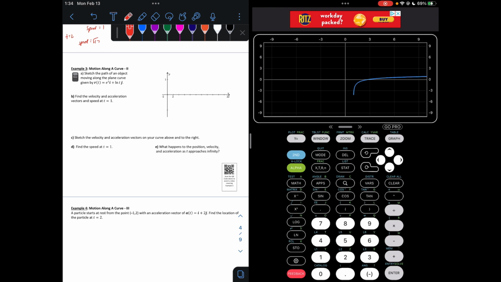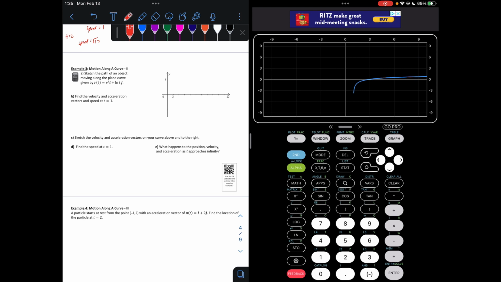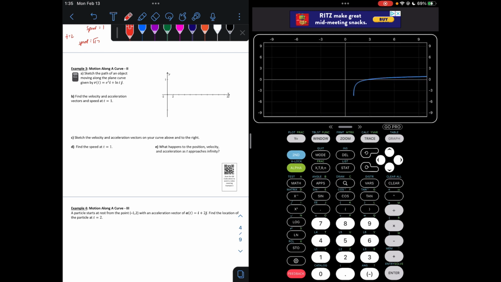All right, so we have a graph that looks something like that. Let me change my range. We're going to go -5 to 5 for t. Okay, so actually we can't go -5 to 5 because we can't do natural log of that, so we're going to start at 0. Go 0 to 5. Okay, so there's our graph.